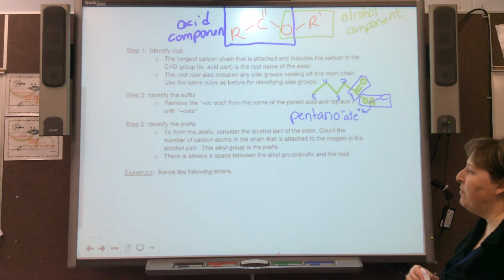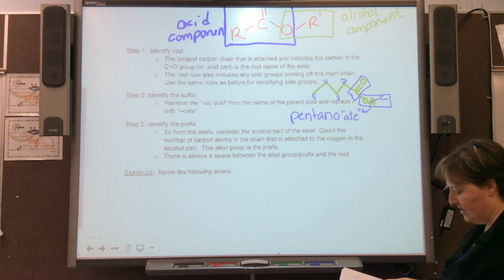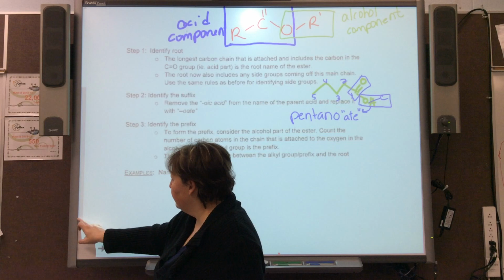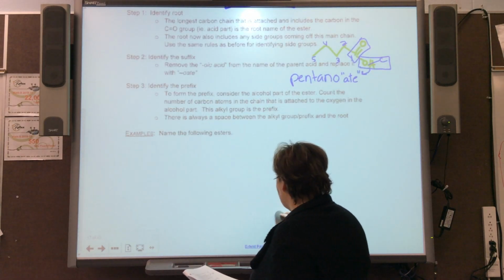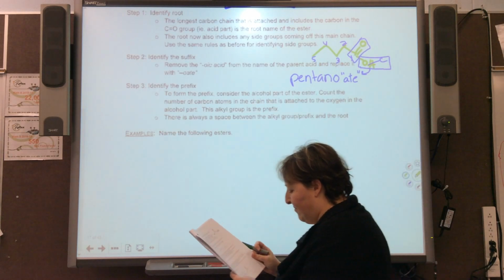So, to form the prefix, consider the alcohol part of the ester, count the number of carbons in that chain that's attached to the oxygen in the alcohol part, that's the prefix. Okay? So let's see what this looks like, so that we're not panicking. Too late? Okay.